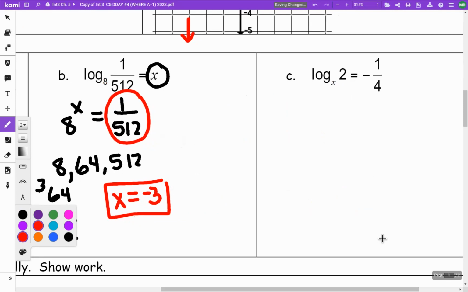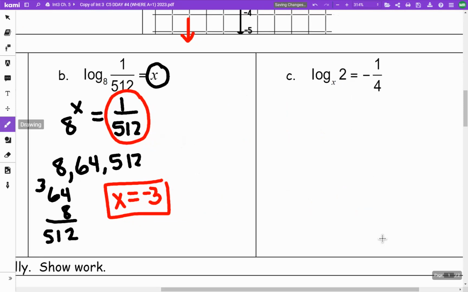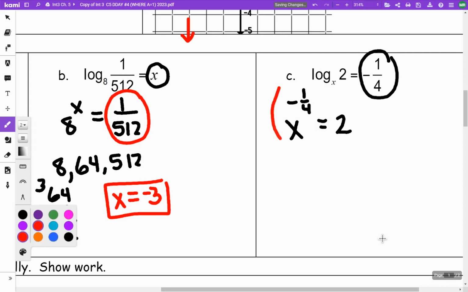On C, again, your log always equals your power. So that's going to be my power. So I'm going to have x to the negative 1/4 is equal to 2. And what I'm going to do is raise this to the reciprocal. So I'm going to raise it to a negative 4, and I'm going to raise the other side to a negative 4.